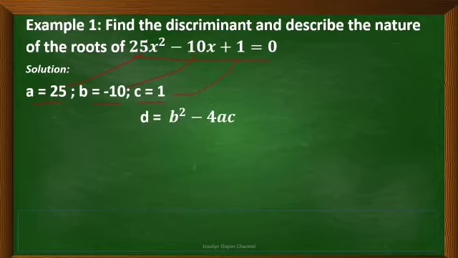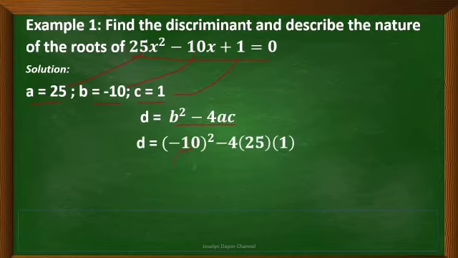And c is equal to 1, coming from the constant term. Now write the formula. The formula is b squared minus 4ac. Next, substitute the values of a, b, and c. So, b is equal to negative 10. That is why we have here quantity of negative 10 squared minus 4 times 25 times 1. Simplify quantity of negative 10 squared, and that is equal to 100 minus 4 times 25 times 1.